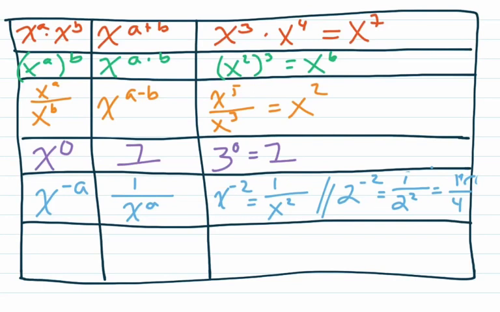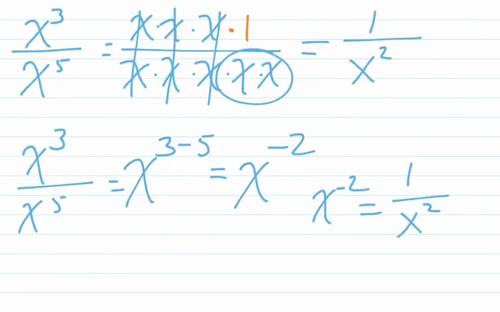Now, the last one that I have here, and I'm running out of colors, is 1 over x to the negative a. So what if the negative exponent is already in the denominator? Like, now what? What do we do if it's already in the denominator? So follow along with this. This is going to be a little bit rocky, but I promise you, you'll be okay.